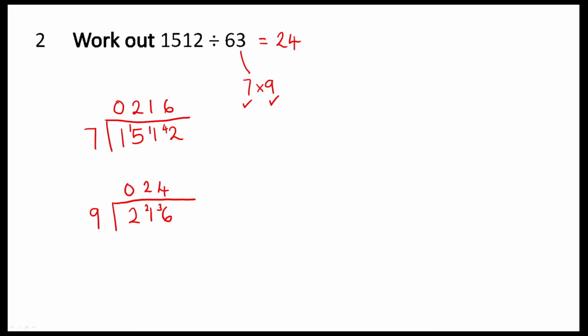Sometimes you won't be able to split the divisor up like this, and if it's a prime number and it's quite big, I recommend just writing out the multiples of that number and using it to help you work out how many times a number goes into another and what the remainder is.